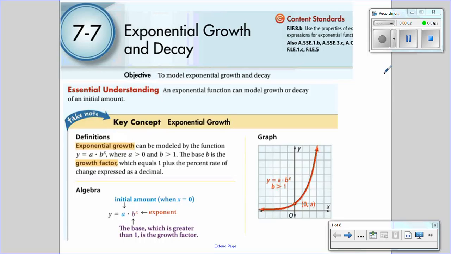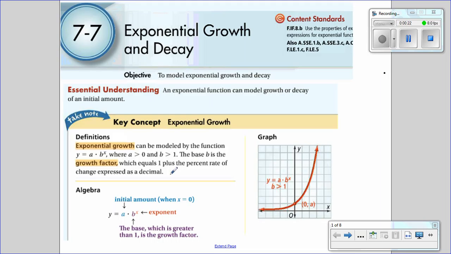Section 7, that's dealing with exponential growth and decay. Growth and decay a lot of times will deal with things like bacteria or different chemicals decaying. But what it all comes down to is that growth and decay is how things get bigger and smaller.